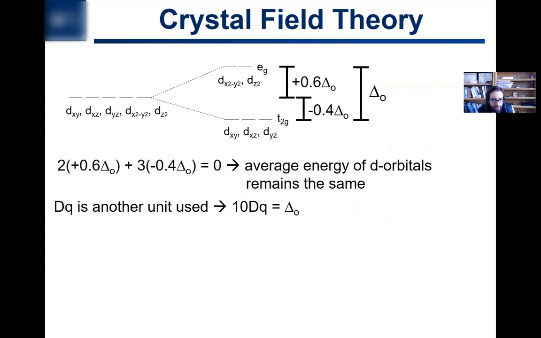Dq is another unit that's often used, and people talk about 10 Dq. 10 Dq is just equal to delta O. It's just calling it something different. I guess people like this 10 Dq unit because then you can talk about these going up 6 Dq and these going down 4 Dq. And so you have 2 times 6 Dq because you have 2 Egs, plus 3 times negative 4 Dq because you have 3 T2gs going down in energy, equals 0. Okay, 12 Dq plus negative 12 Dq equals 0.